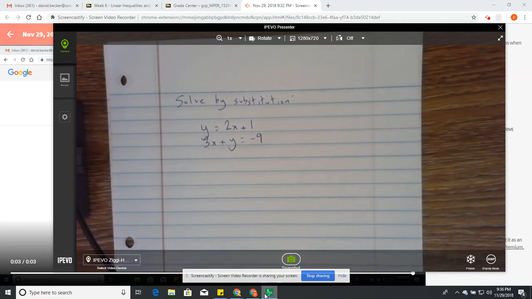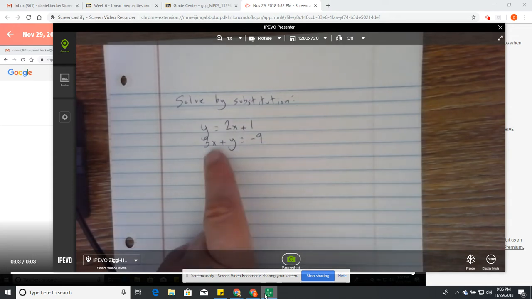So again, just a reminder, the whole point of solving a system is to find what value works for x and y in both equations. And so at the end, we're going to have a solution that's an ordered pair. Okay? All right, so step one was to solve one of the equations for a variable.